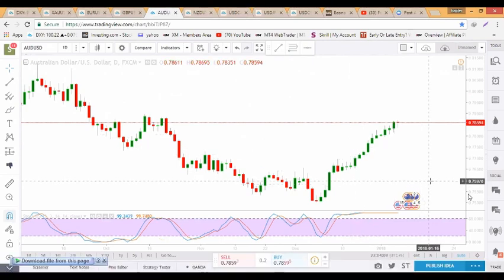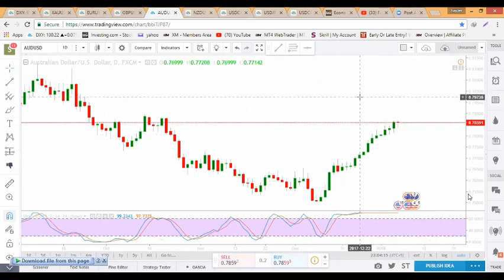So let's see next week how it goes. But I expect a very good reversal for all USD pairs. So thumbs up. Let's hope for the best for the US dollar to reach its strongest level so that we can see a very good momentum in all US dollar pairs.